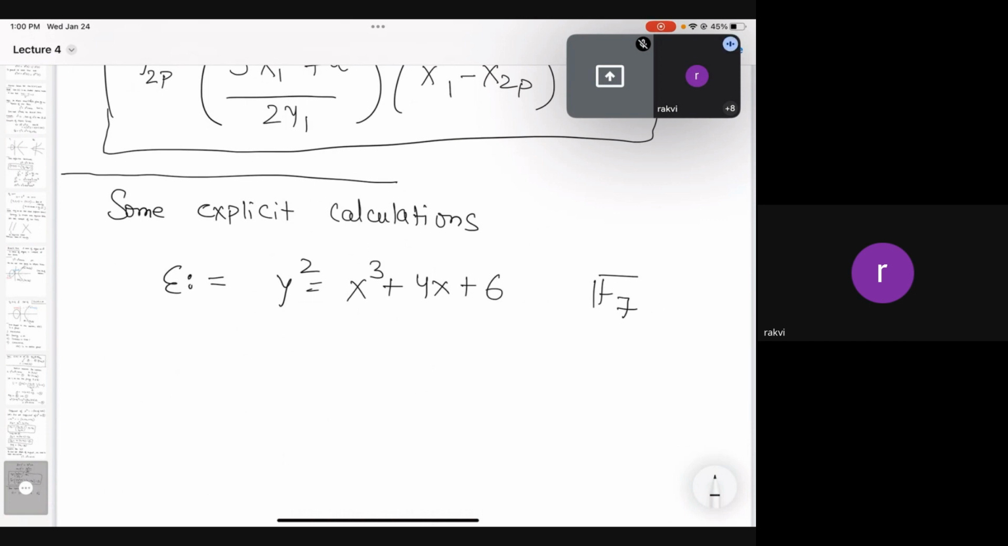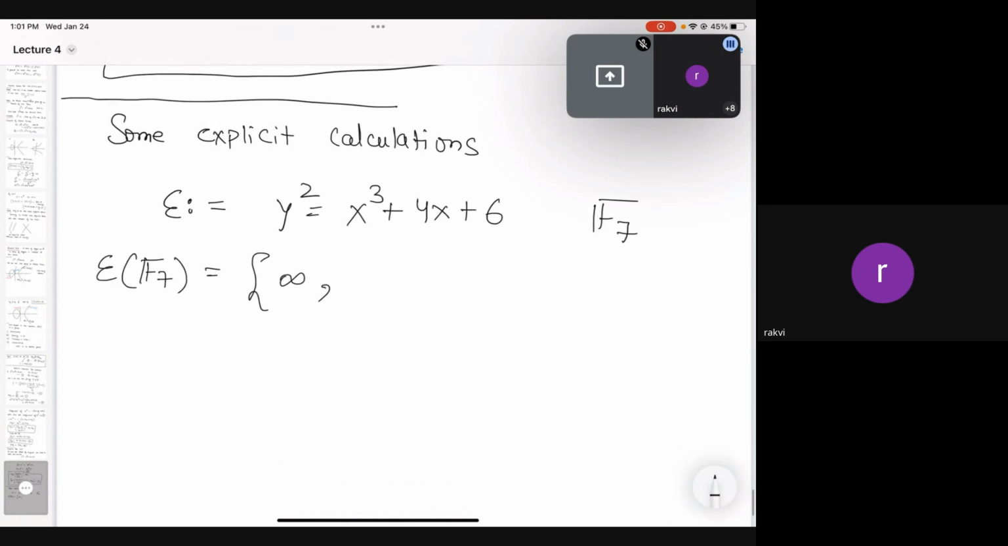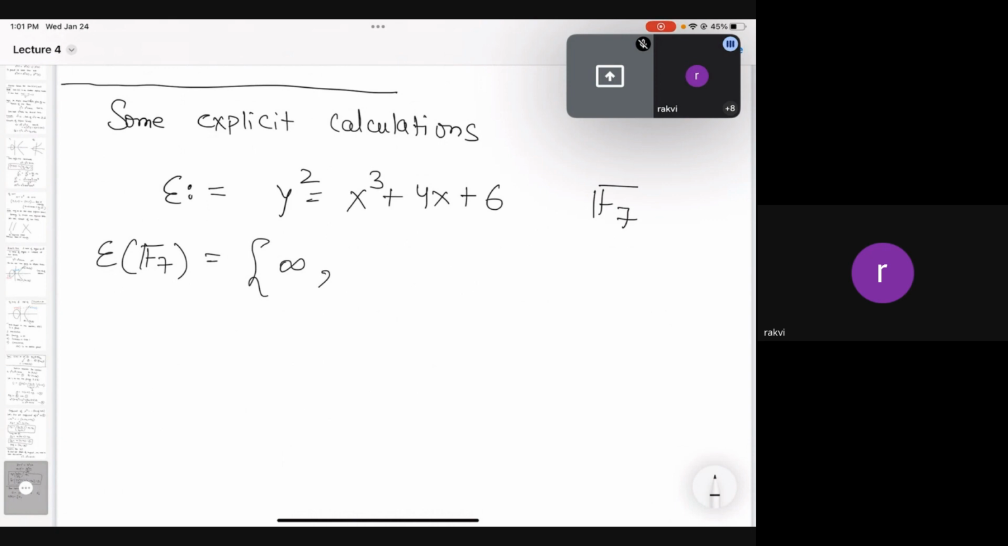So what are all the points of this? E of F7, I want to compute this set. So obviously we always have infinity, right? So let's just write that down in the beginning. And now we are down to the affine part, right? So what is the strategy?